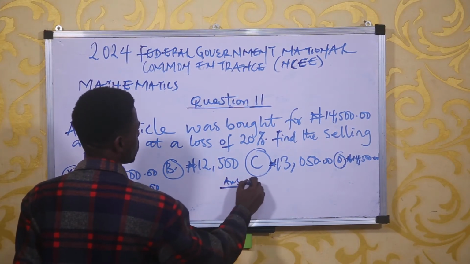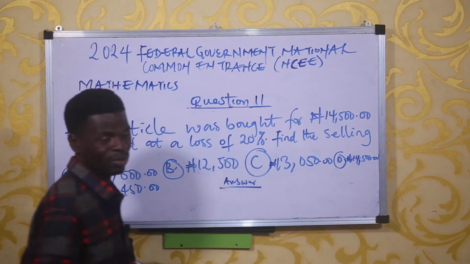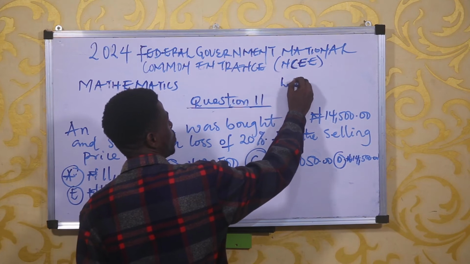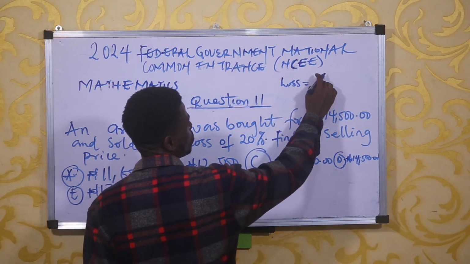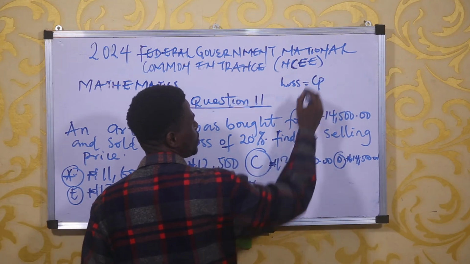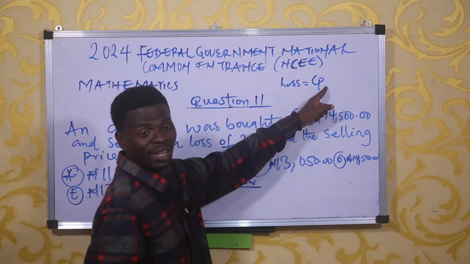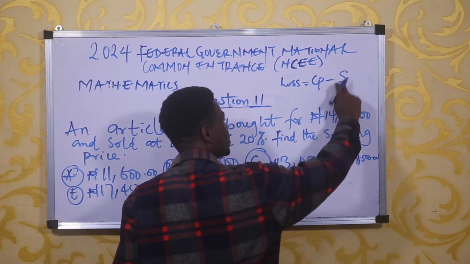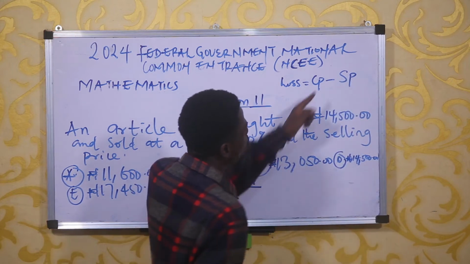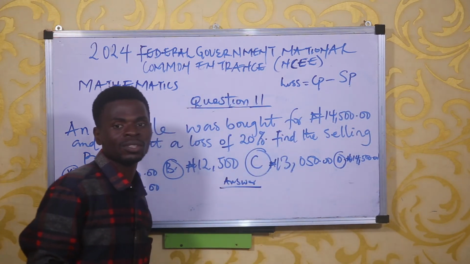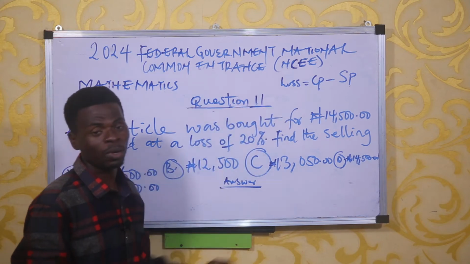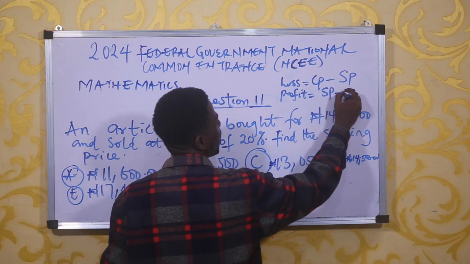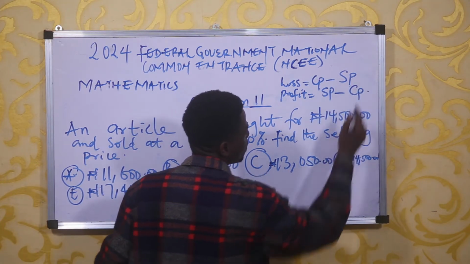Now don't forget, when you say loss, loss is equal to cost price. Let me represent our C: C is cost and P is price. It means for cost price we minus the selling price. S is represented as selling, and P is price. So cost price minus selling price is the loss. But if it is profit, it is selling price minus cost price. So take note of that.